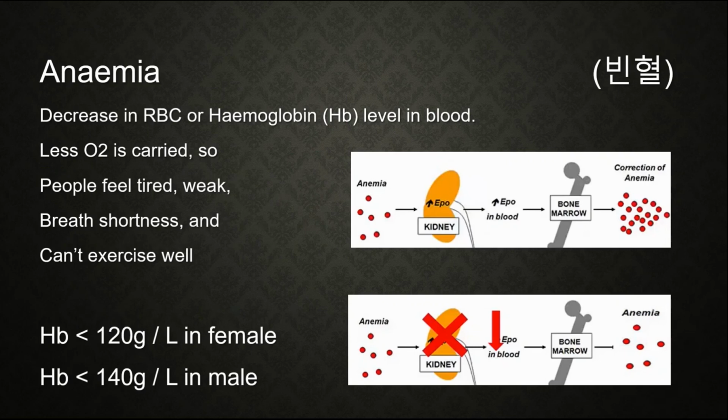Anemia. Anemia is a decrease in our red blood cells or hemoglobin level in the blood. Less oxygen is carried, so people feel tired, weak, short of breath, and can't exercise well. Hemoglobin under 120 in female, and hemoglobin under 140 in male.